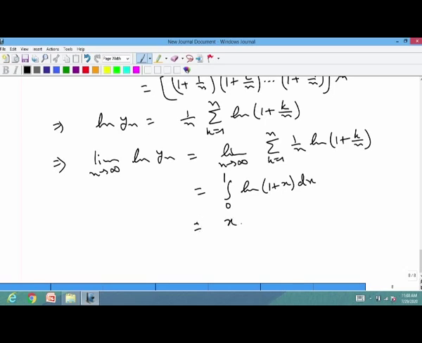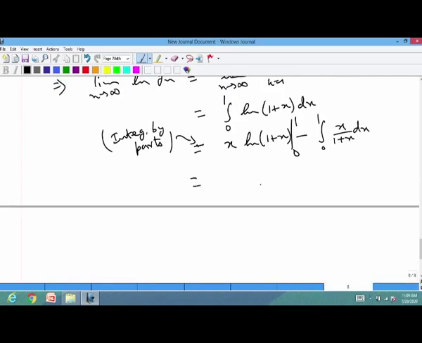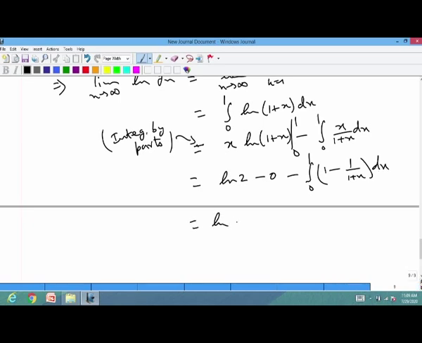This is equal to x times log of 1 plus x from 0 to 1 minus the integral from 0 to 1 of x by 1 plus x dx. This is integrating by parts. So, this is equal to, at x equal to 1 we get log 2, minus at x equal to 0 this is 0, minus this integral, which again I can do easily: this is equal to 1 minus 1 by 1 plus x dx. So, this is equal to log 2 minus x minus log of 1 plus x from 0 to 1.